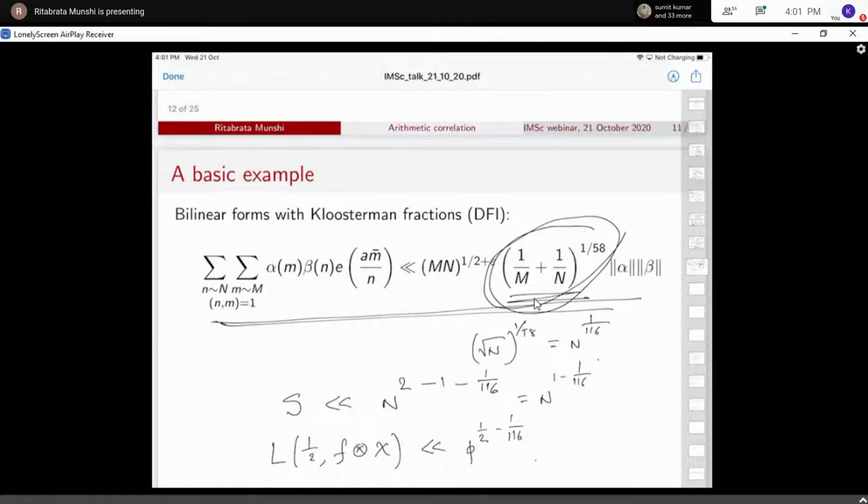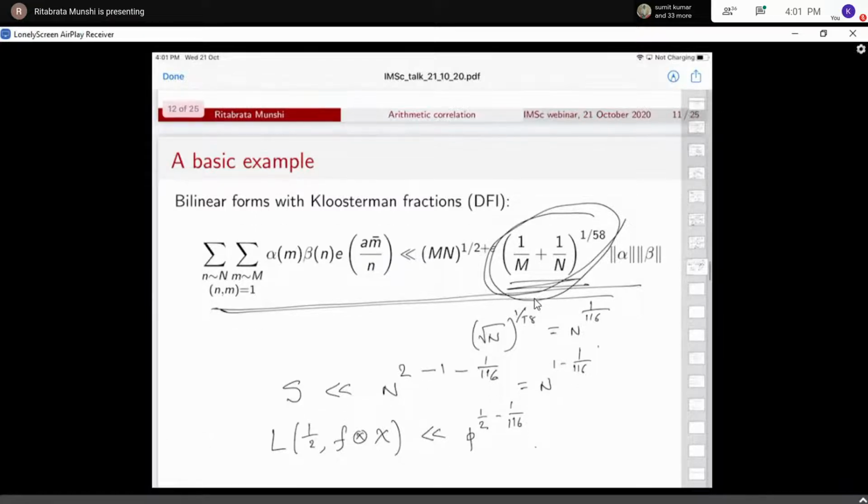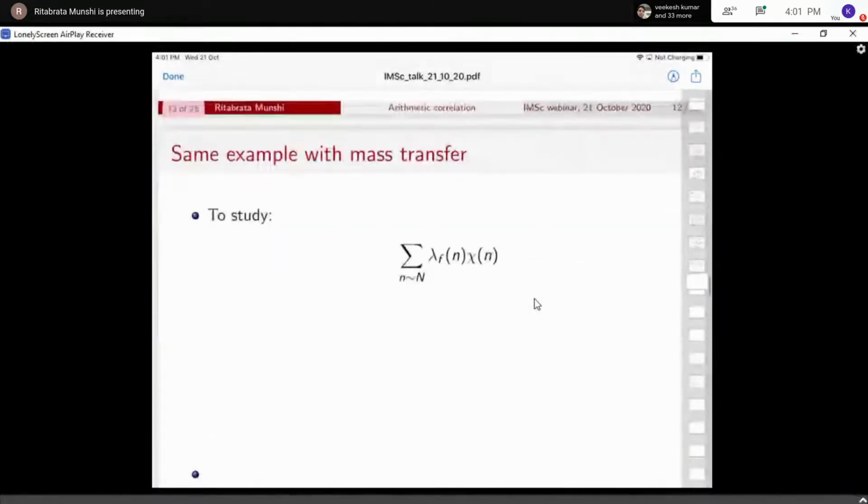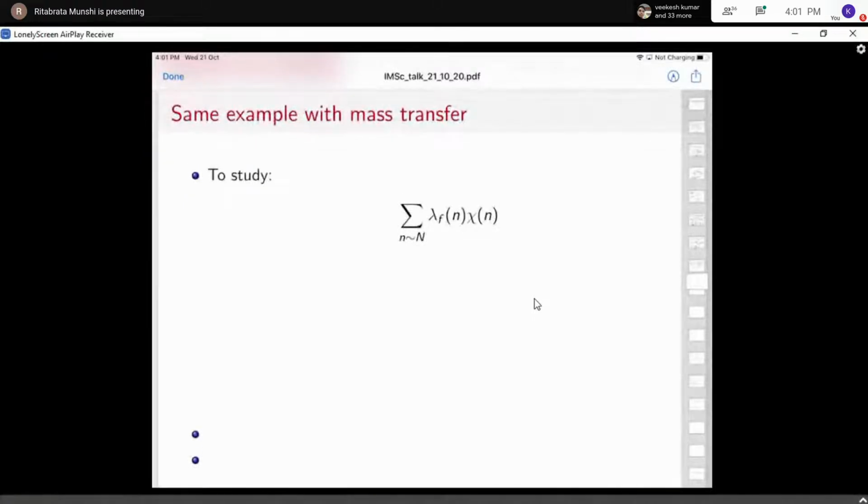But there is a better way of using the template, so that's what I'm going to do now. The trick that I'm going to use is called mass transfer. I'm going to again apply the delta method to this lambda f and chi n, and now we'll get a better bound by applying a trick.